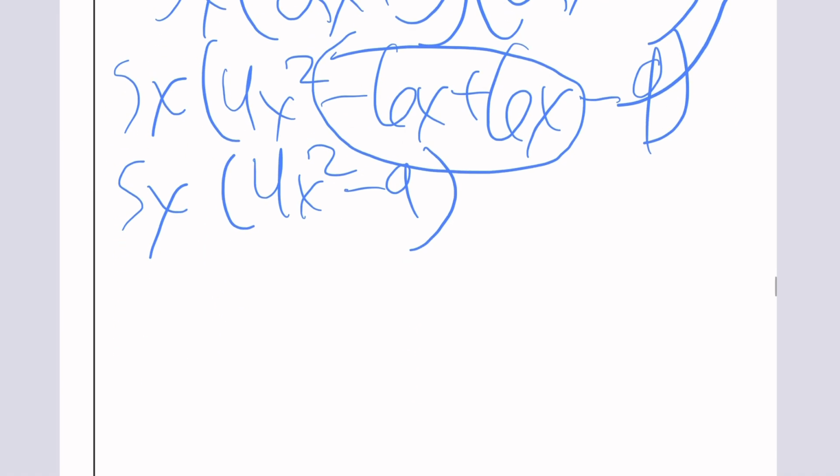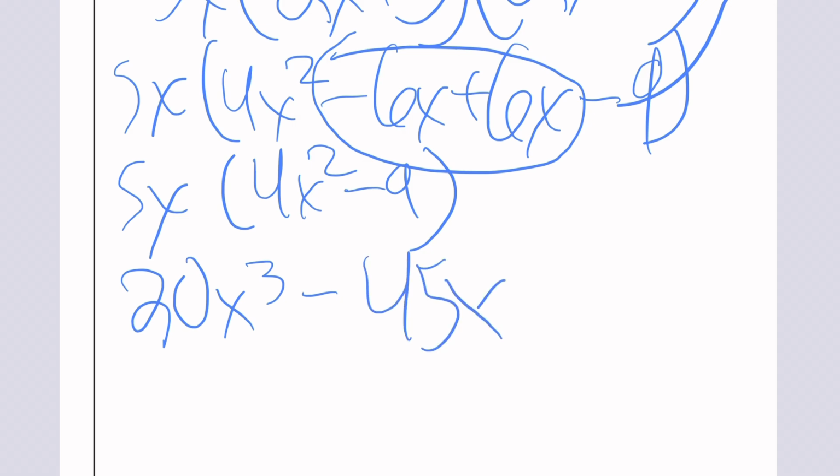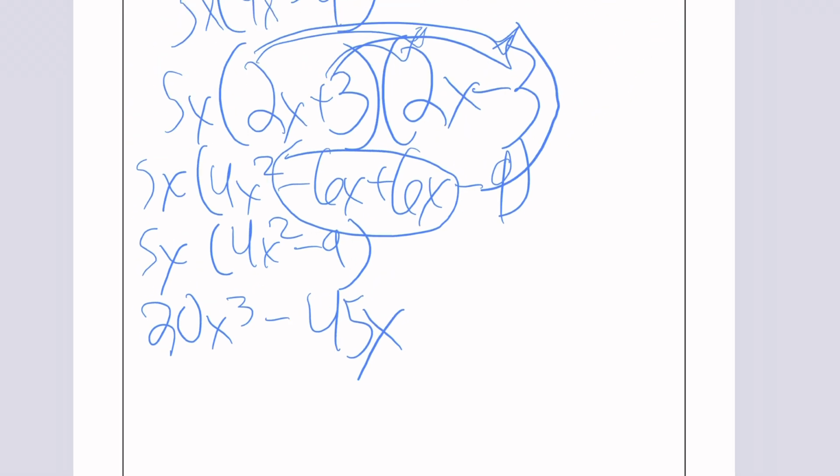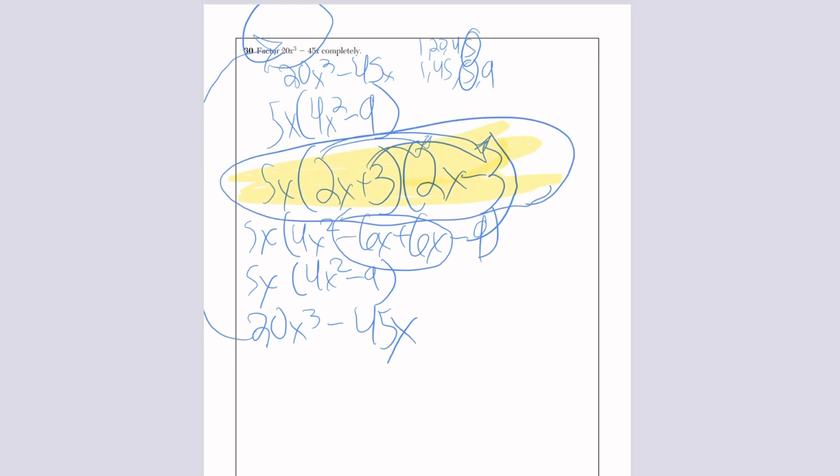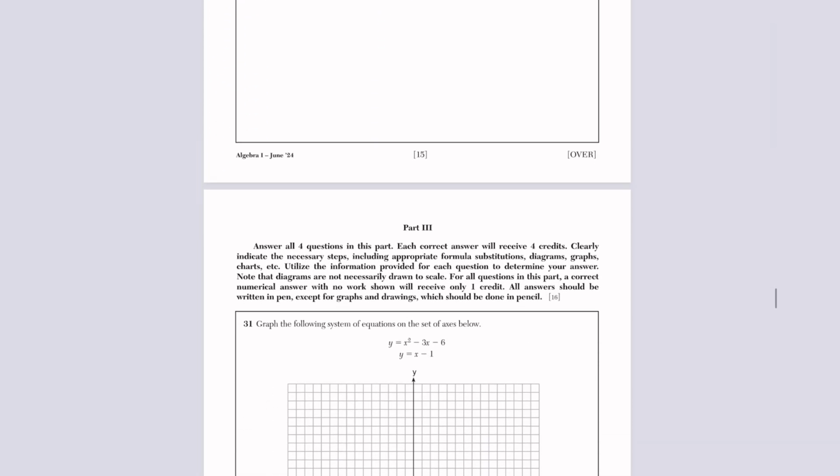And now we can distribute this even more. We got 20x cubed minus 45x. And this obviously matches this, so that means our correct answer is this. Okay, the next question is going to be part 3.